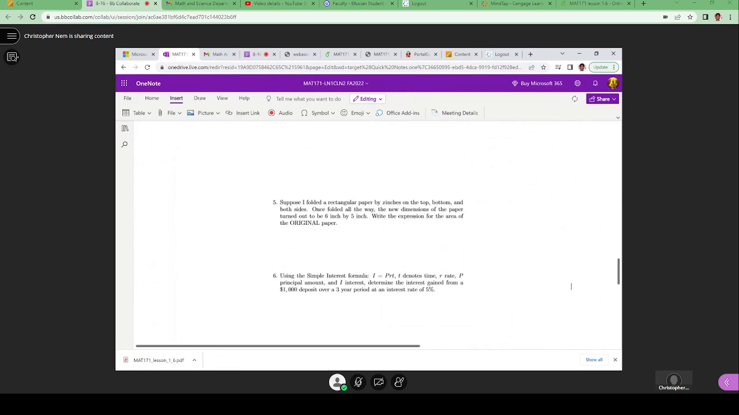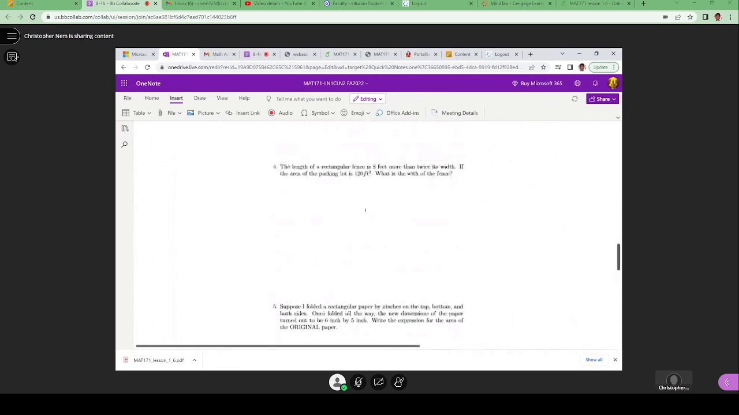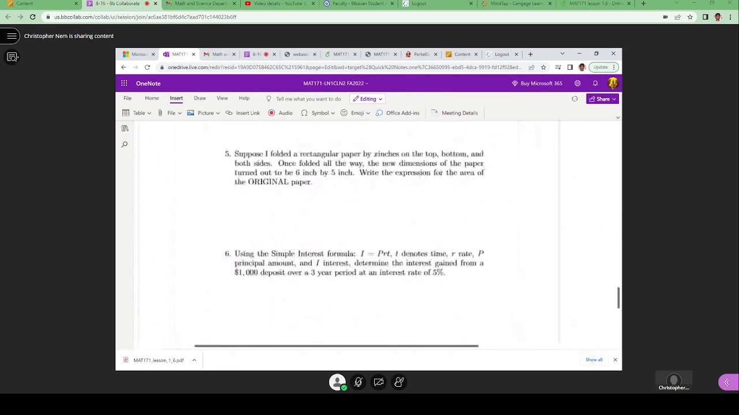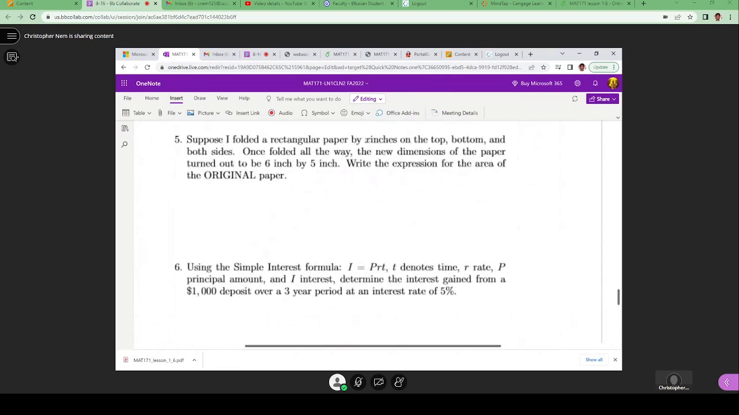So now this one right here, we've covered number 4. Now we're going to move to number 5. Let me zoom in for you guys. Boom. So I apologize for the delay. I hope that you fast forwarded till we got here. Suppose I folded a rectangular paper by X inches on the top, bottom, and both sides. Once I folded it all the way, the new dimensions of the paper turned out to be a 6 inch by 5 inch. Write the expression for the area of the original paper.